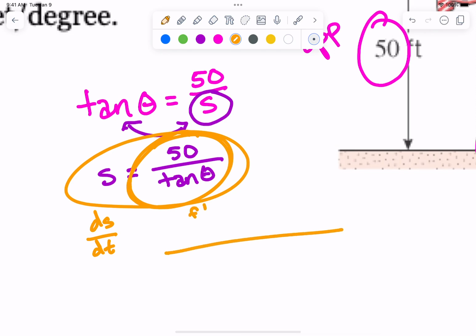Quotient rule: f prime g minus g prime f, all over g squared.